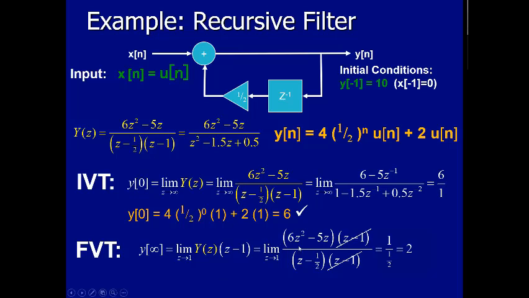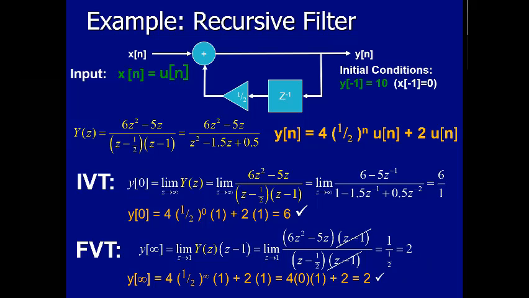And let z go to 1, we get 6 minus 5, or 1 in the numerator, 1 minus 1/2, or 1/2 in the denominator, giving us a value of 2, which is what we derived. As n goes to infinity in our result, the (1/2)^n goes away. We're left with just the 2u of n. So 2 is in fact the final value. So we see how we can use the Z transforms to give us a quick answer, if we have those available to us, to the initial and final values of a causal signal.